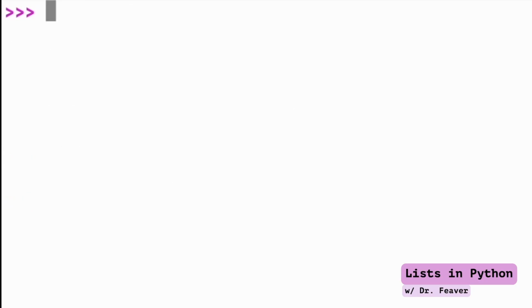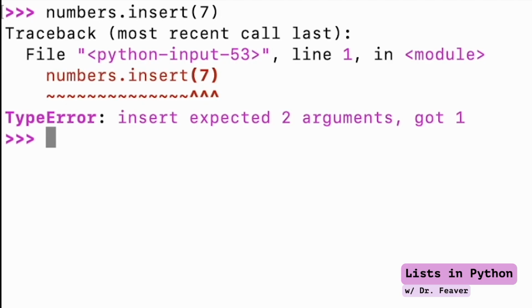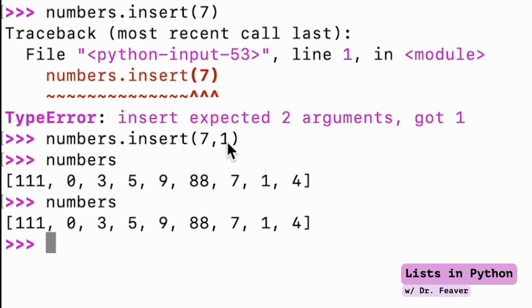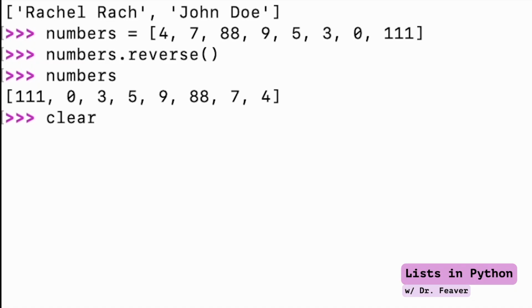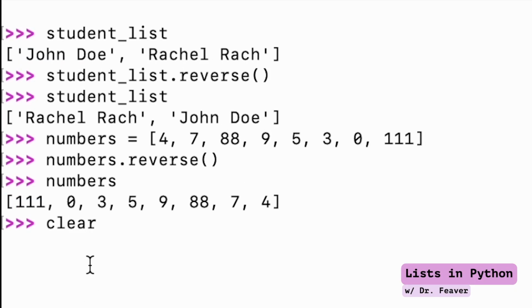There is an insert function as well. So if I do numbers.insert and I try to put the number 7 into it, it gets confused. It expects 2 arguments, it gets 1. So let me say numbers.insert(7, 1). What we can see happened is a 1 was put into the list. I maybe should have printed numbers before that. The clear function actually just moves lines down far enough you can't see the previous output. So before, my list was 111, 0, 3, 5, 9, 88, 7, and 4. So you can see that there's no 1 in this list right now.